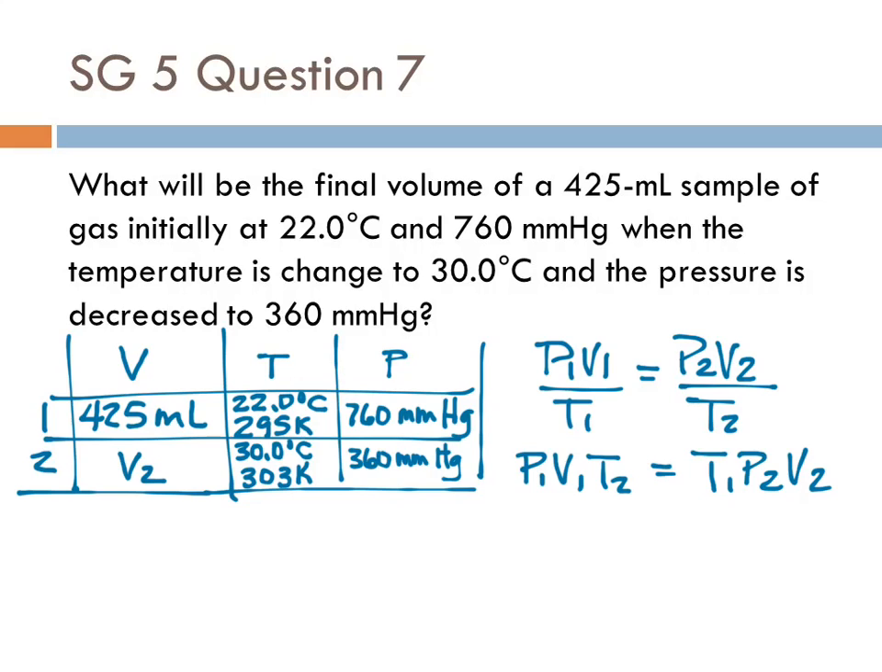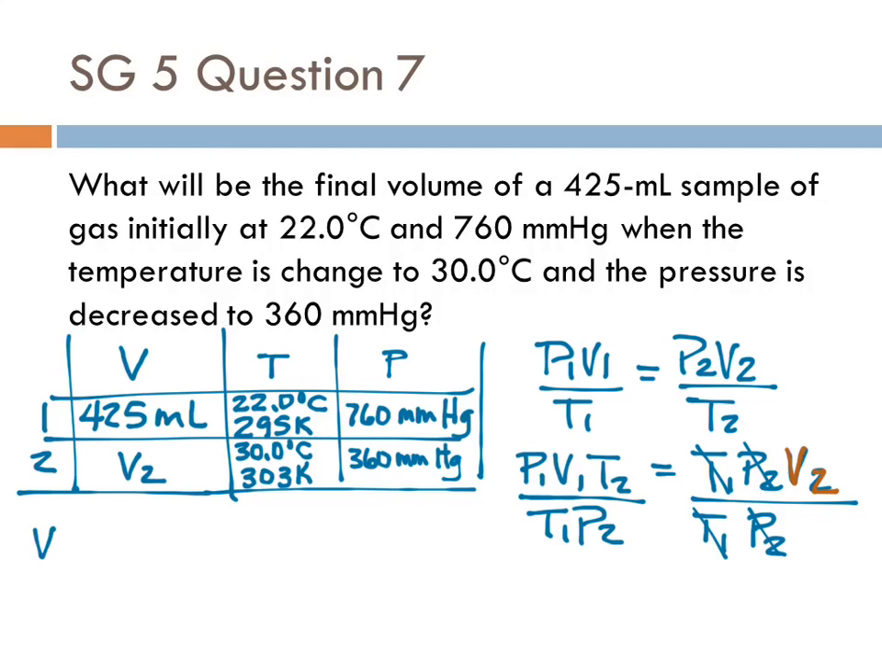So we're looking for V2. So that means we have to divide by T1, so those cancel out, and we divide by P2, so those cancel out. And then it's like dealing with two little boys and you're giving them cookies. If you give one 2 cookies, you have to give the other 2 cookies. So if we divide one side by T1 and P2, we have to divide the other side by the same things. And that makes sure that it stays equal.